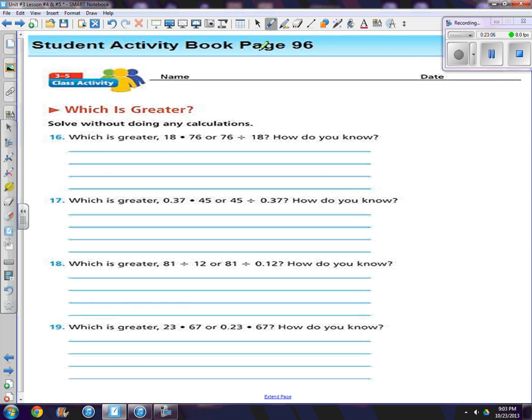Number 16, copy that one in your black notebook, please, page 96. Which is greater, 18 times 76 or 76 divided by 18? How do you know? Well, think about that. 18 times 76, you're multiplying. You're taking one number and multiplying it by another. When you take 76 and divide it into 18 parts, you end up with a smaller number. So your answer would be that 18 times 76 would be a greater answer than 76 divided by 18.